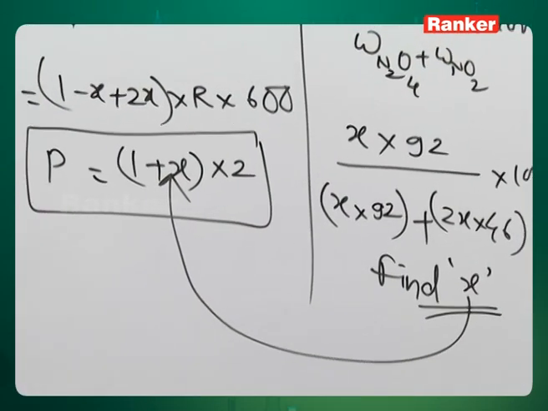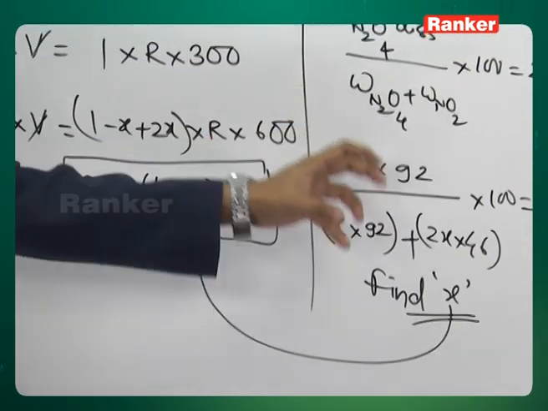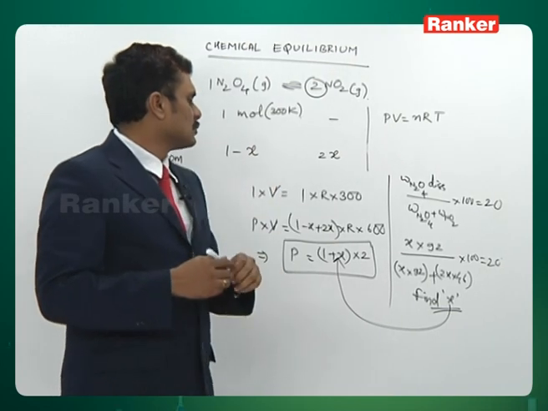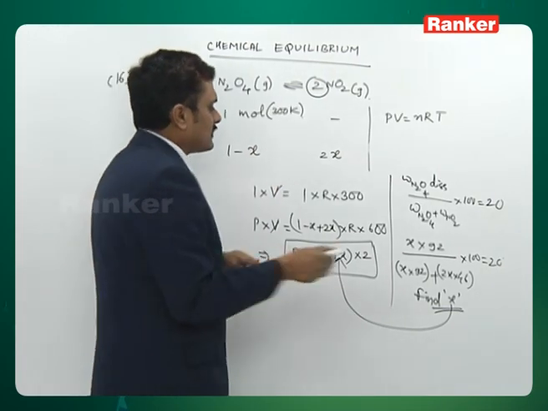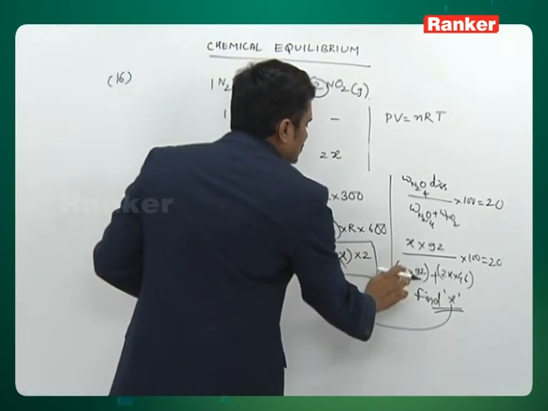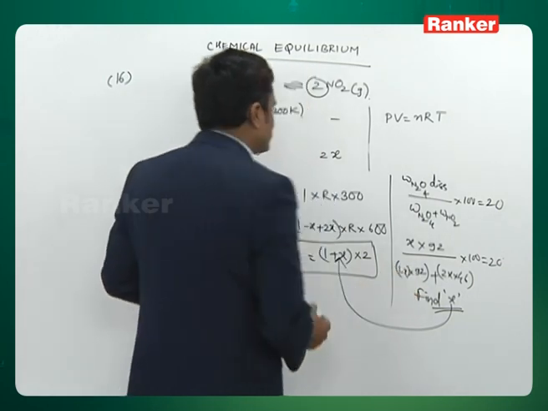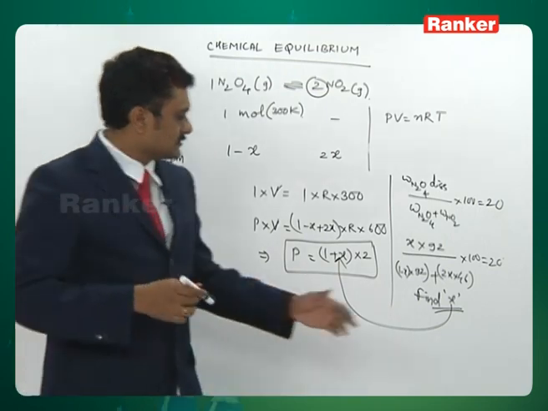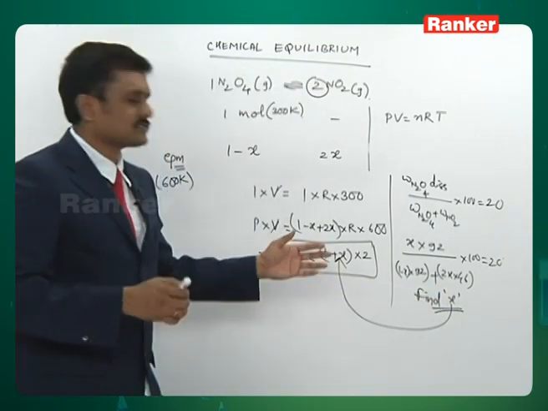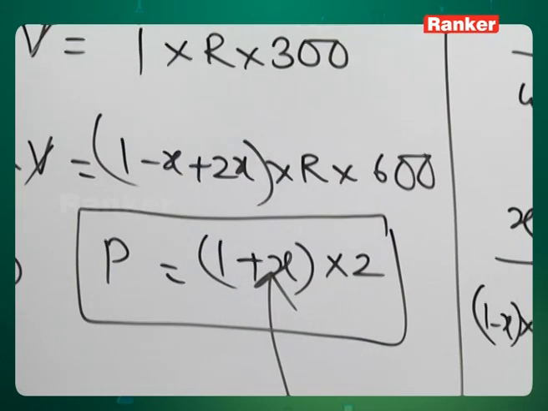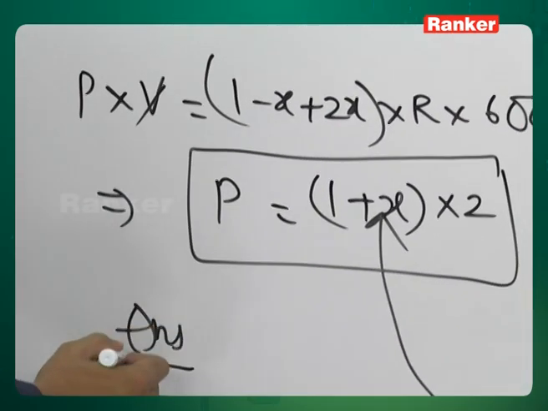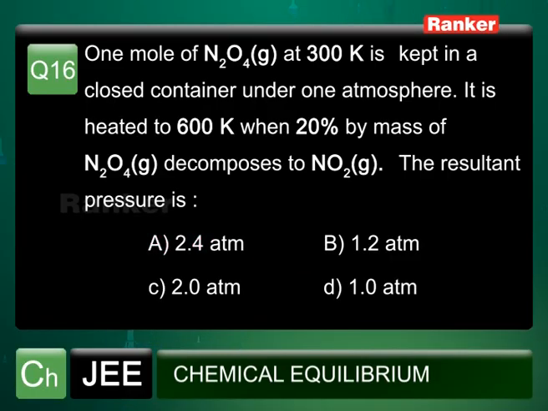Now you can see here that when we have written this as the weight of N2O4 and weight of NO2, we need to take this as the remaining weight, because the total weight that is remaining in the equilibrium mixture for N2O4 is 1 minus x. Now simplification of this expression will give you x, which upon substitution here will give you the value of P, and the answer for this question is 2.4 atmosphere, that is option A.